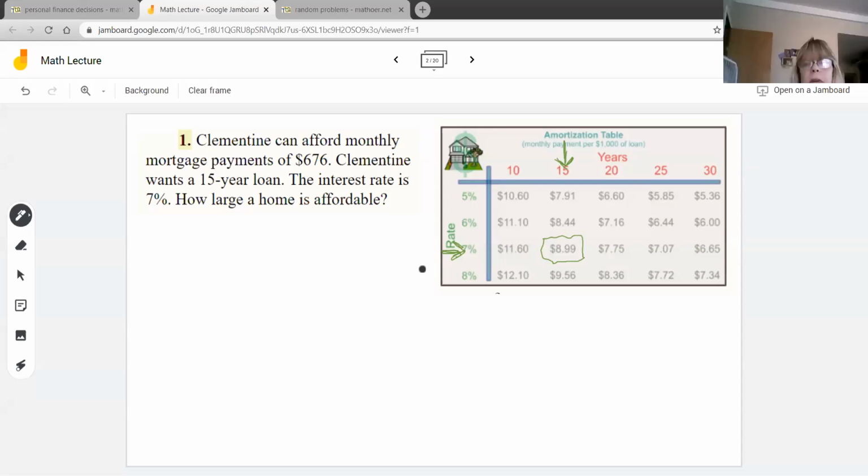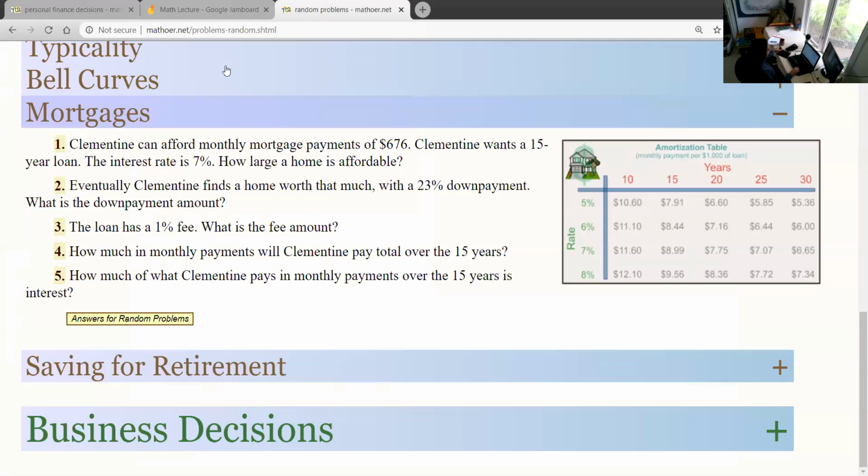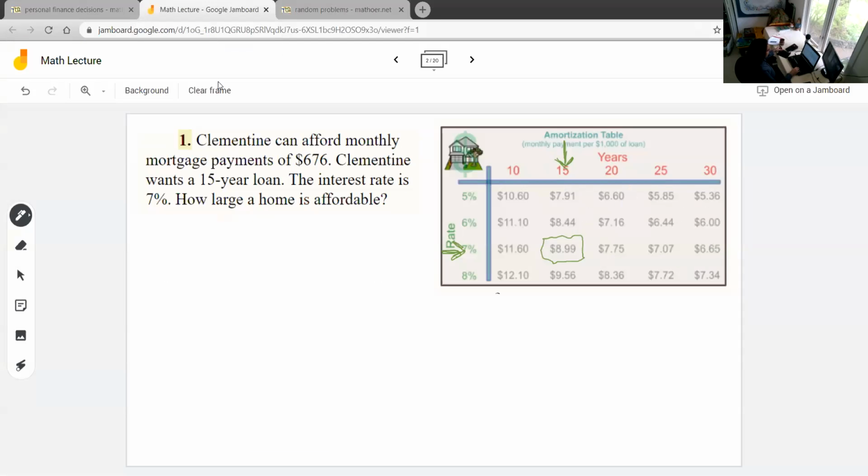I did the 675 first. Yes, that is correct. So we're on the random problems for mortgages, reviewing what we did last class. The 15-year loan at 7% told us that $8.99 would get her $1,000 of mortgage.